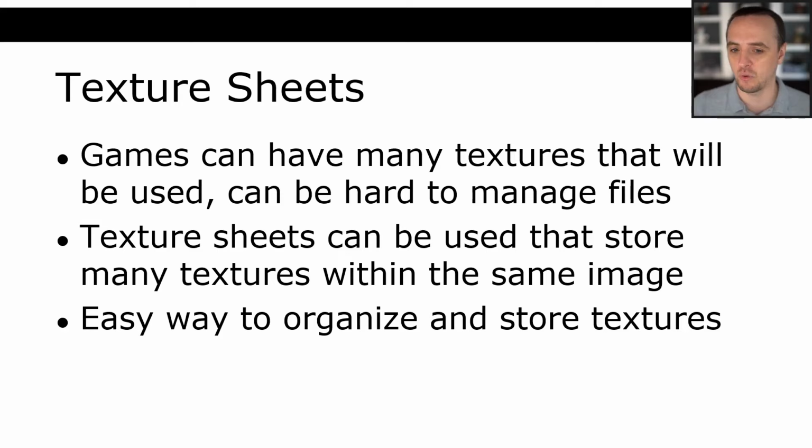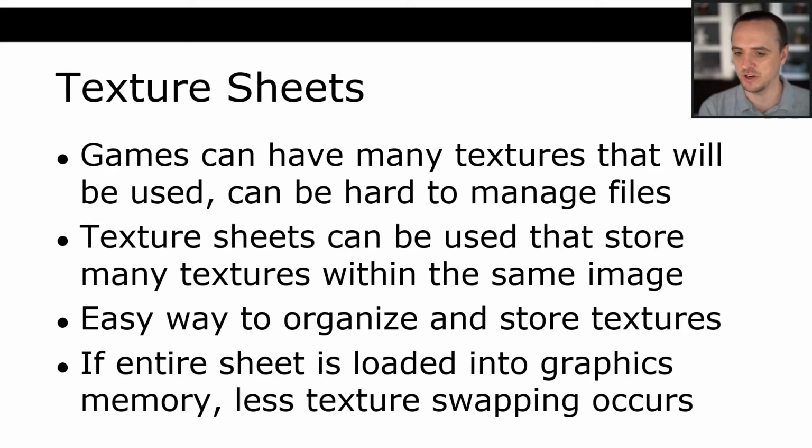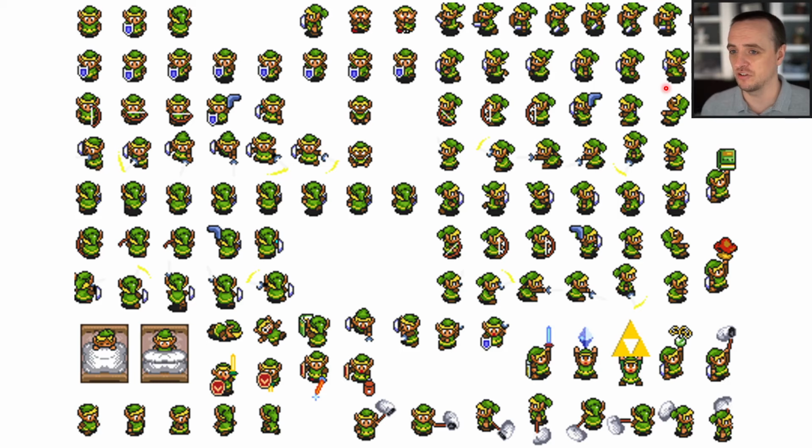And if the entire texture sheet is loaded into graphics memory, less texture swapping actually occurs. So that's really good for your graphics card, and especially in old hardware. So if you look up the textures for, say, Link to the Past, this is SNES. This is one of the texture sheets for Link to the Past. You can see here that it's one sheet, but all the different animations are different rectangles specified in this sheet. So somewhere in the rendering logic for Link to the Past, they have specified the rectangles for all of the different animations, and this is how they actually get played inside the SNES.